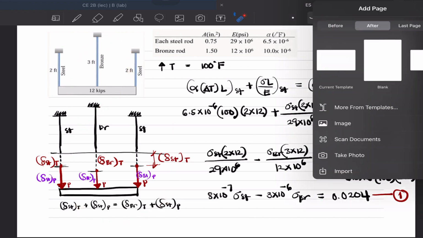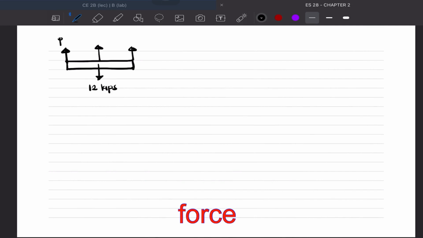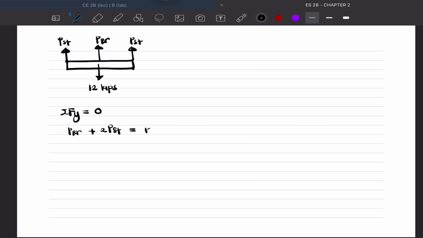From this figure, magdraw ta og free body diagram. So naa tay rigid bar or block. Ang iyang weight is 12 kips. Naa tayong tulo ka rods diri nga ga-support ana nga block. So naa tay load exerted by the steel and force exerted by the bronze rod. From this figure, using summation of forces along vertical or along y-axis equal to 0, we can say that P of bronze plus 2P sa steel is equal to 12 kips.